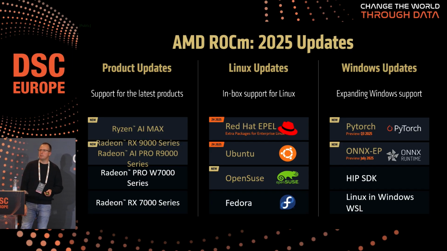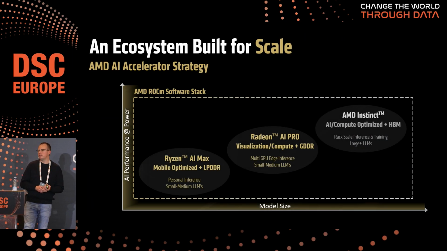ONNX Runtime is a framework maintained by Microsoft, and we are providing an execution provider, which is very performant and fully supports Microsoft's Windows ML, which is Microsoft's new API launched recently, and it's their preferred solution for inference on Windows. So all this shows that ROCm is really an ecosystem built for scale.